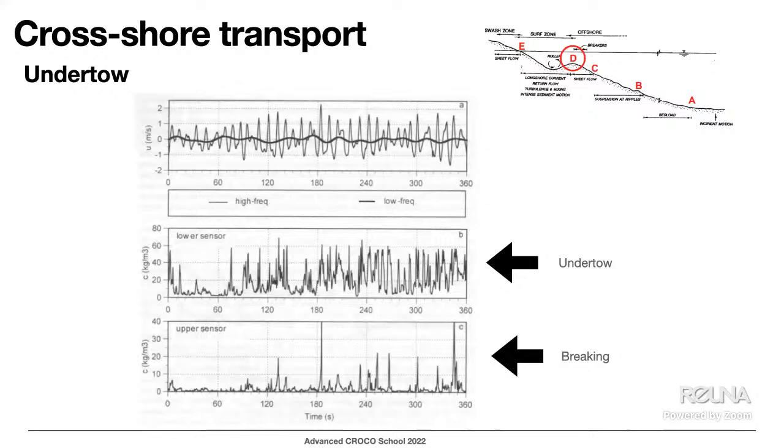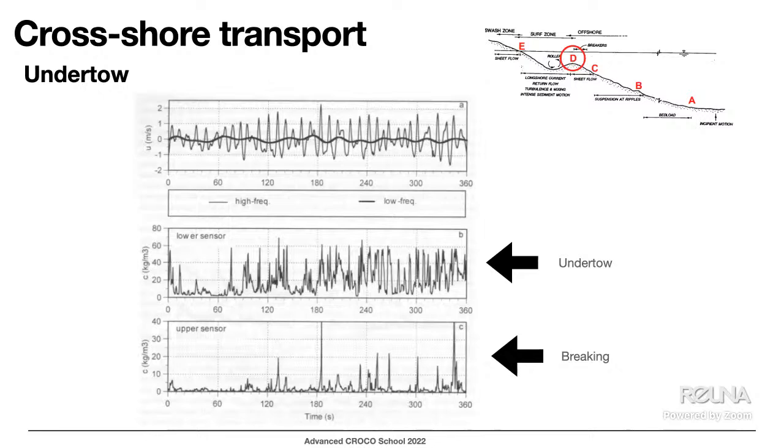So for the effect of the undertow, if we have a look at a sensor which is near the bottom, we can see a concentration of sediment with variations which are more or less correlated to the gravity waves. But if you look at the upper sensor, where there is no undertow, you can also see variation of the concentrations. And this variation of the concentration near the surface is due to wave breaking.